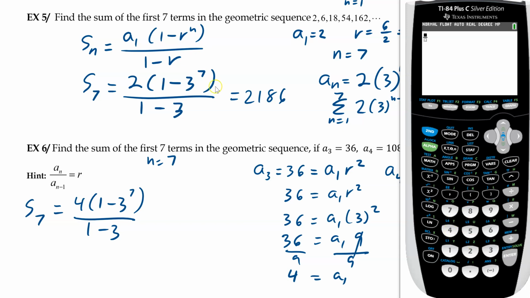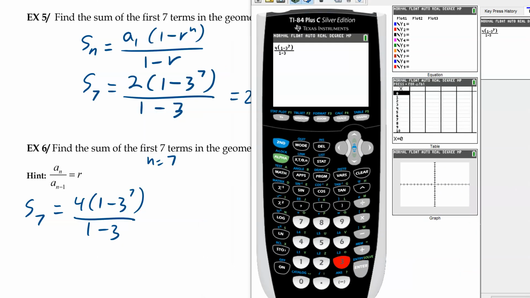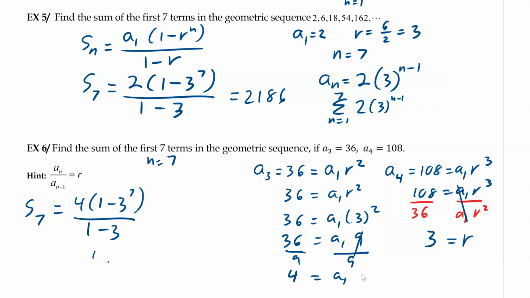And then 4, parenthesis, 1 minus 3 to the power of 7, all over 1 minus 3. Yep. And we get 4372.